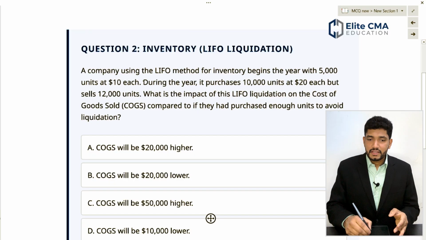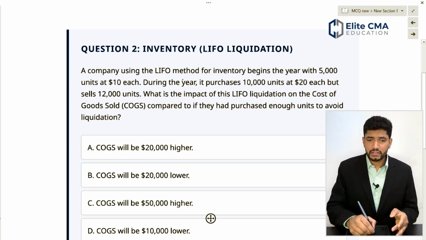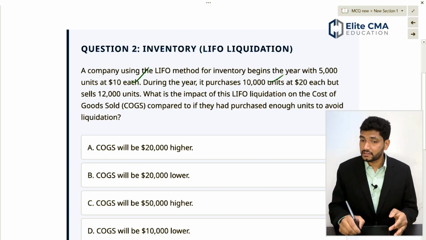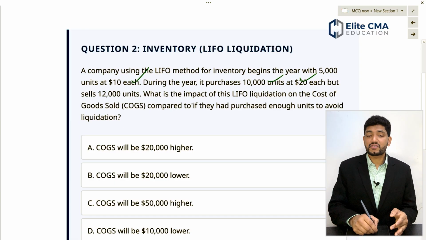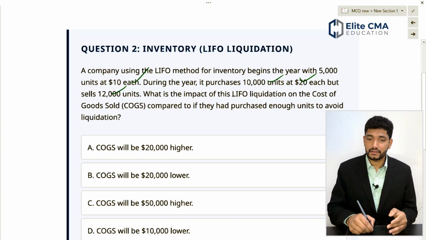Question number 2, a company using the LIFO method for inventory begins the year with 5,000 units at $10 each. During the year, the company purchases 10,000 units at $20 each, but sells 12,000 units. What is the impact of LIFO liquidation on cost of goods sold compared to if they had purchased enough units to avoid the liquidation?